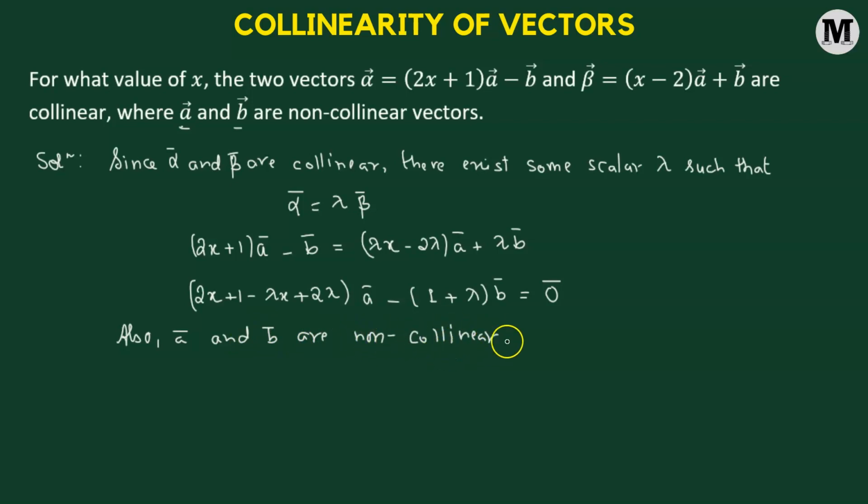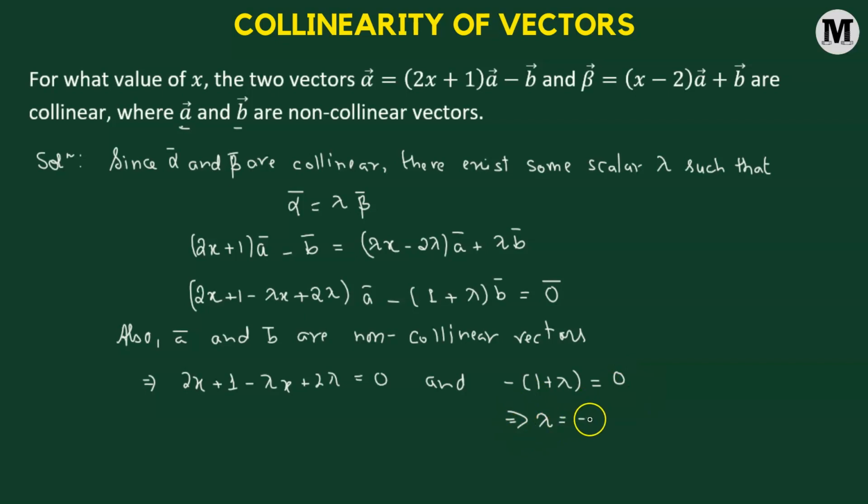Non-collinear vectors. Now that means if vector a and vector b are non-collinear, then it must be true that the coefficient of a vector, which is 2x plus 1 minus lambda times x plus 2 times lambda, must be equal to 0, and the coefficient of b vector, which is negative 1 plus lambda, must also be equal to 0. So when we solve for lambda, lambda comes out to be equal to 1.